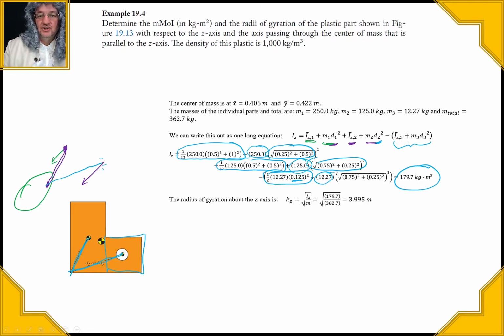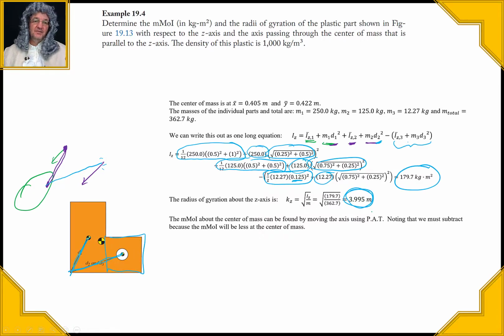But here's the radius of gyration. It's a summary of how the mass is distributed, because you take the mass moment of inertia divided by the mass and take the square root of it. You almost think of it like an average location of that mass for that shape.